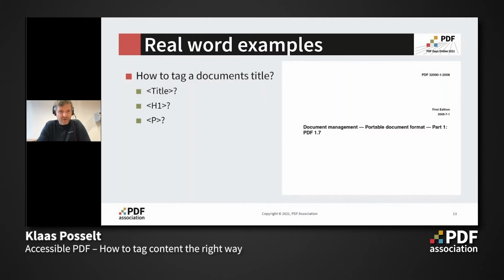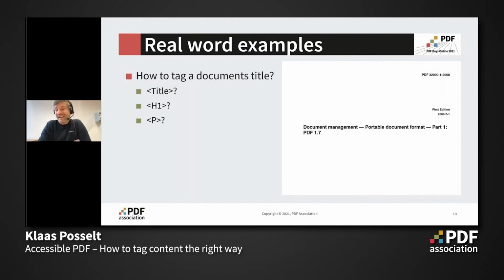Mostly on the first page, we have some kind of title. I placed here, for example, something from the PDF specification itself. So we have a title for the document. And the question is how to tag that kind of content. The best appropriate way would be to use a title tag.